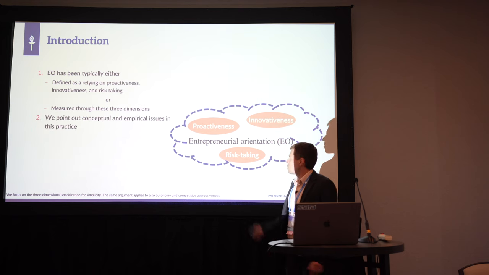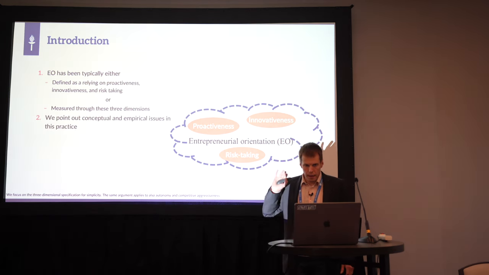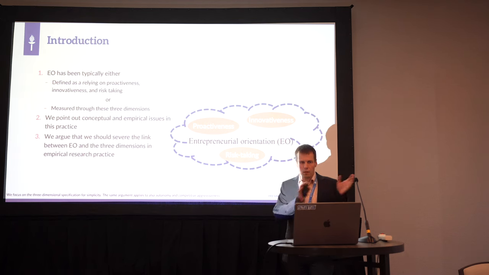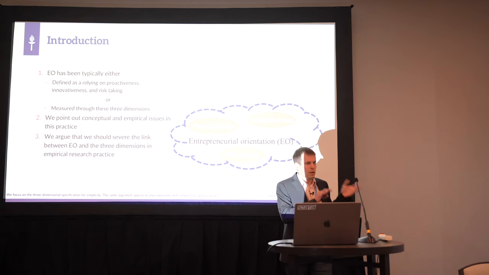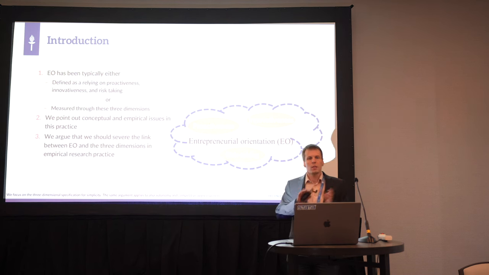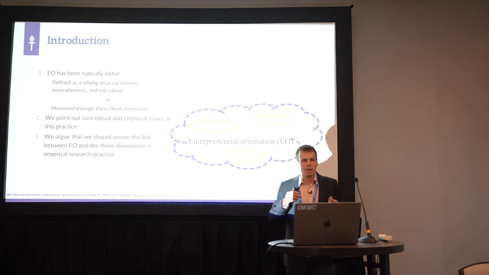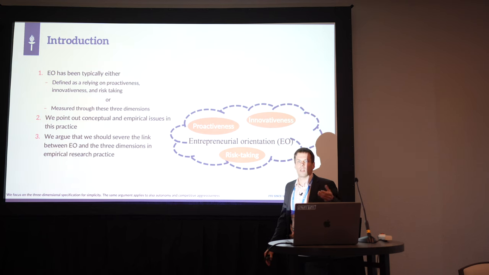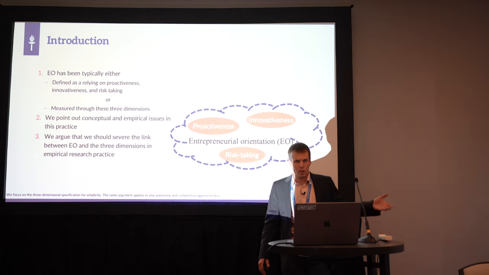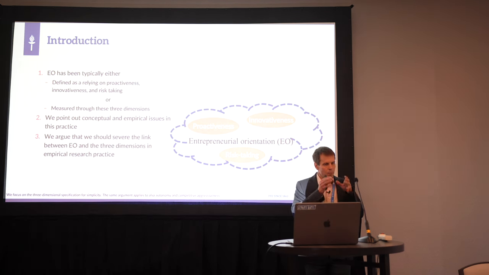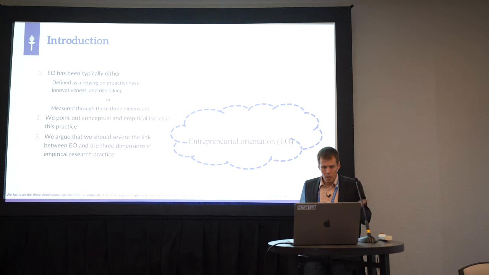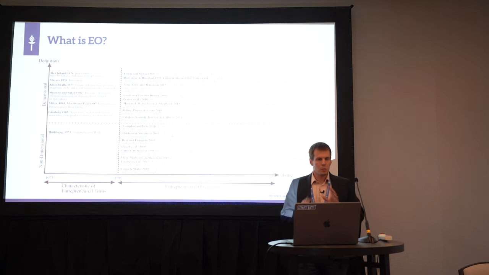And we point out conceptual and empirical issues in this practice. What we argue, the punchline of the paper, is that we probably should sever the link between EO and these three dimensions in empirical research practice. The reason is that innovativeness, proactiveness, and risk-taking all have independent effects on outcomes. So innovativeness has effects on performance independently of EO. And if we model innovativeness as a component of EO, we are confounding the EO concept with the independent effects of innovativeness.